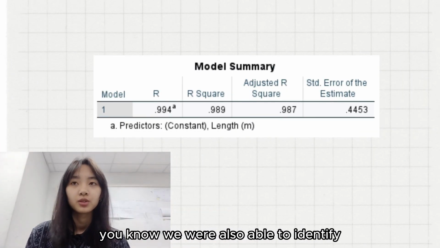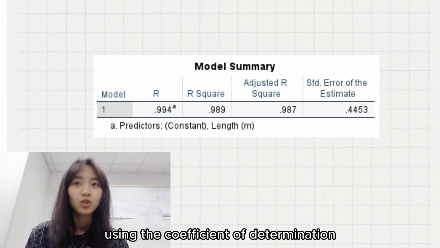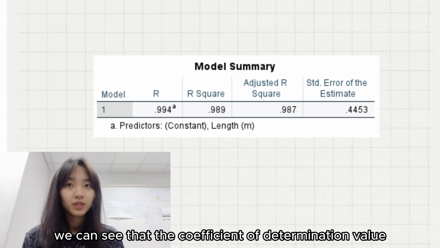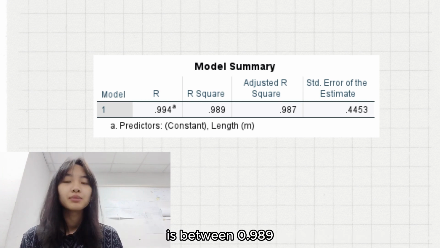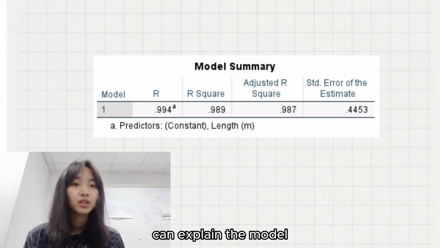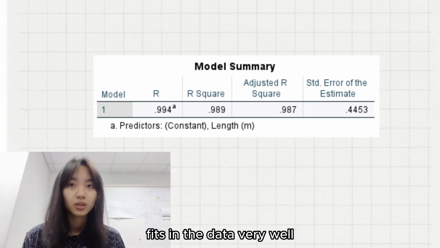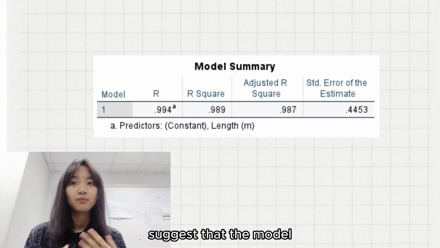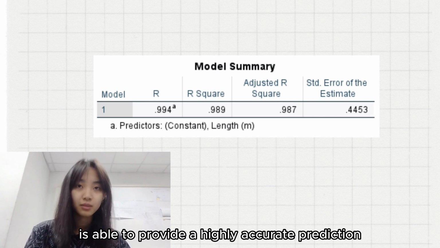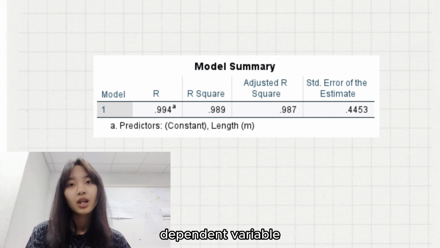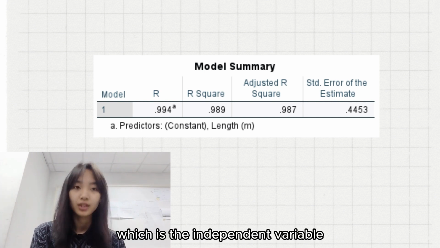Meanwhile, we were also able to identify the regression using the coefficient of determination. From the model summary table, we can see that the coefficient of determination value is 0.989. This means that 98.9% of the total variation in the regression equation can be explained, so the model fits the data very well, capturing a large portion of the variation. This high value suggests that the model is able to provide a highly accurate prediction or explanation of the period of oscillation, which is the dependent variable, by using the length, which is the independent variable.